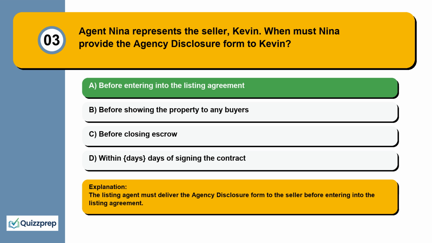The listing agent must deliver the agency disclosure form to the seller before entering into the listing agreement.